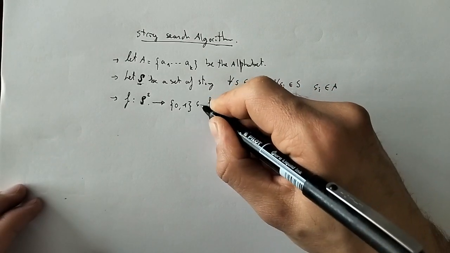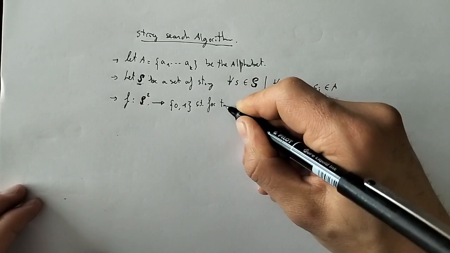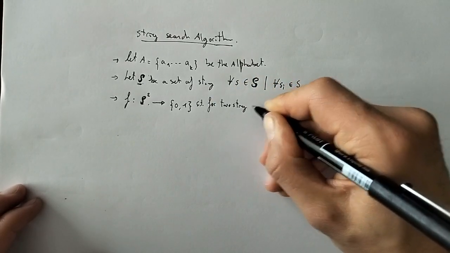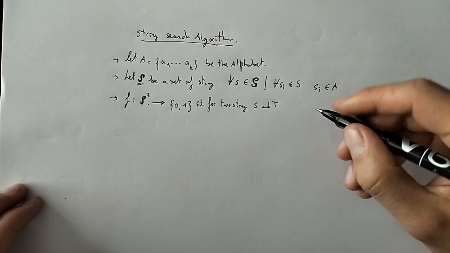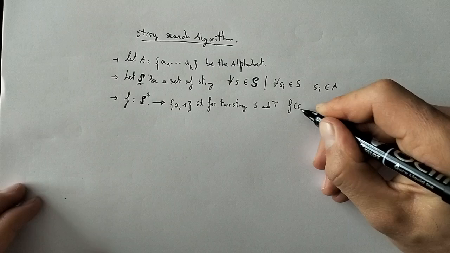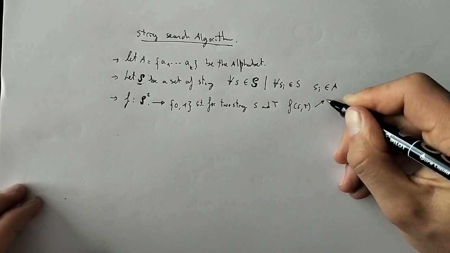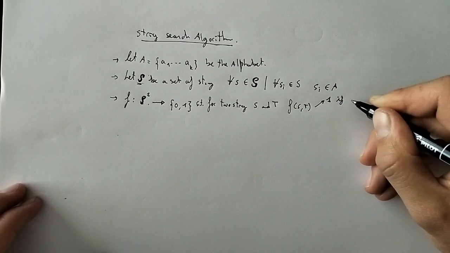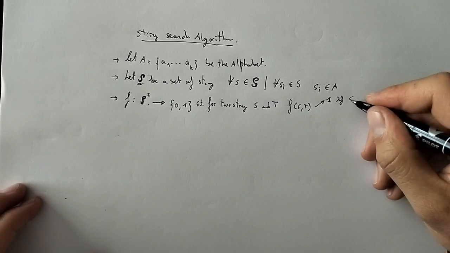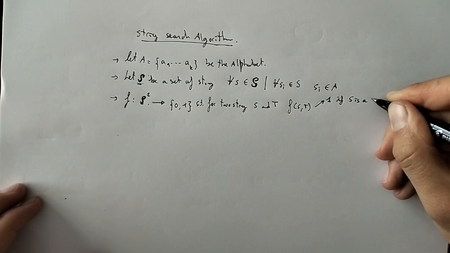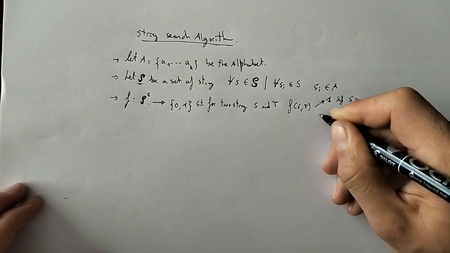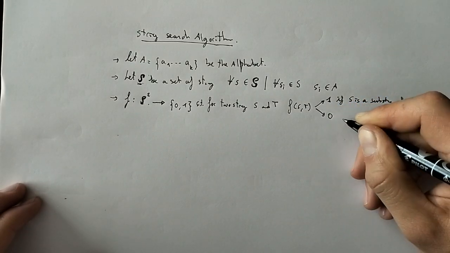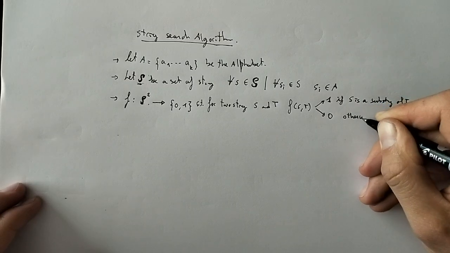Such that for two strings S and T, f of S and T will output 1 if S is a substring of T, and it will output 0 otherwise.